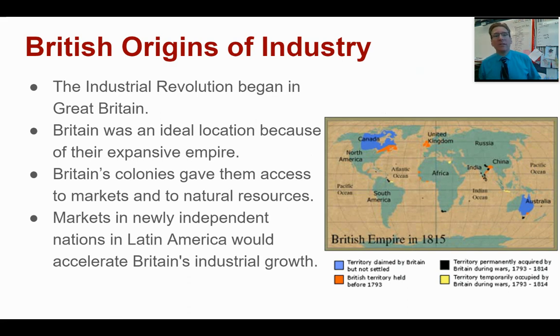All right, so the origins of British industry. The Industrial Revolution really does begin in Great Britain. That is where the key inventions, the key innovations are occurring at the start of the Industrial Revolution. And Britain really is an ideal location for this because of their expansive empire. They have colonies spread out throughout the world, markets for their goods, and also places for them to gather their natural resources from. So access to resources, markets for their goods. This is a good thing to have if you're trying to develop industry.